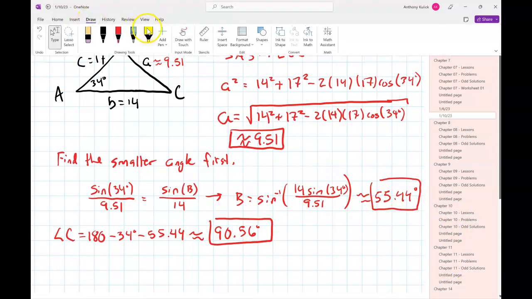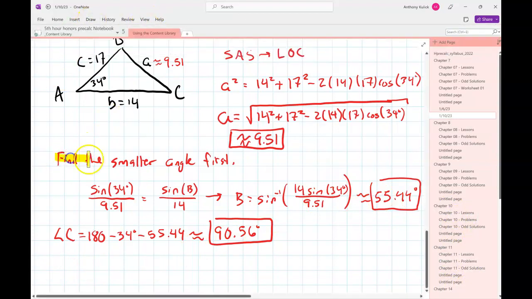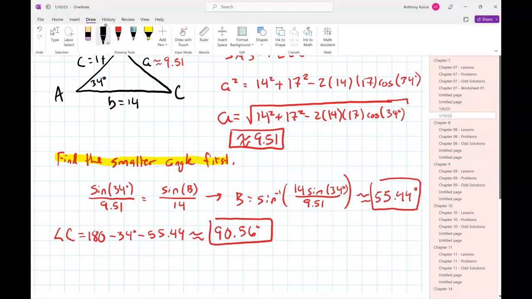Okay. So the one thing you need to remember with that side angle side is, after you've found that third side, find the smaller angle first. Again, compared to the SSA case, that's not so bad. Let's do a side side side situation next.